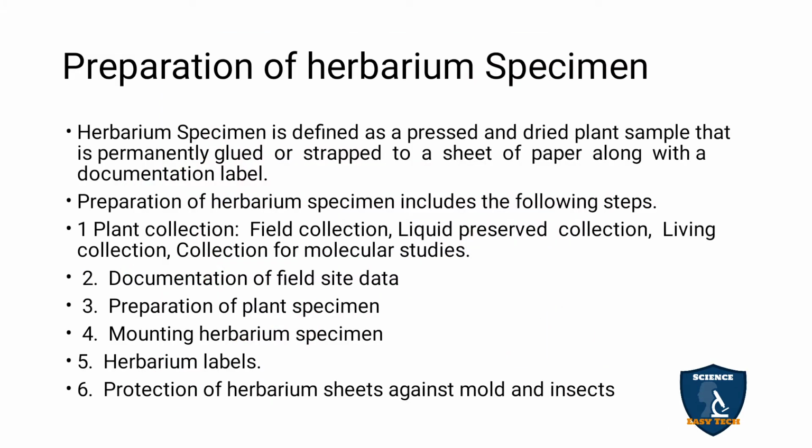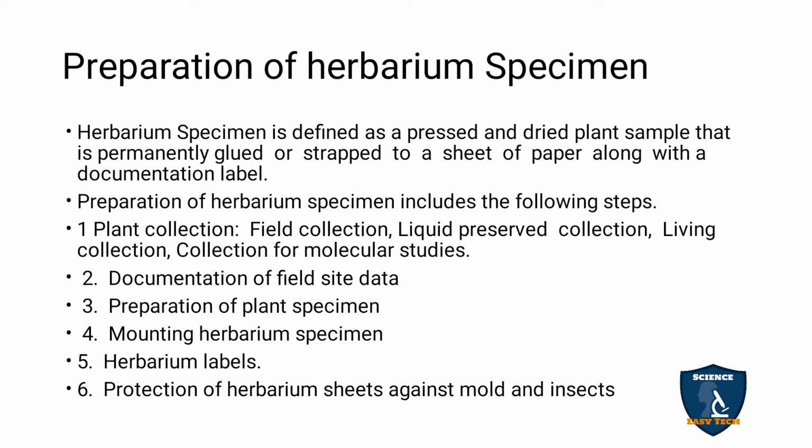Next, the preparation of herbarium specimen includes the following steps. How do you prepare the herbarium? First, the plant collection. You will get plants from your own place, and you have to search other places also. That is called plant collection, meaning field collection, or liquid preserved collection like algae, which you collect and preserve in a liquid called formalin. Also the living collections and the collections for molecular studies. All these are called plant collection.